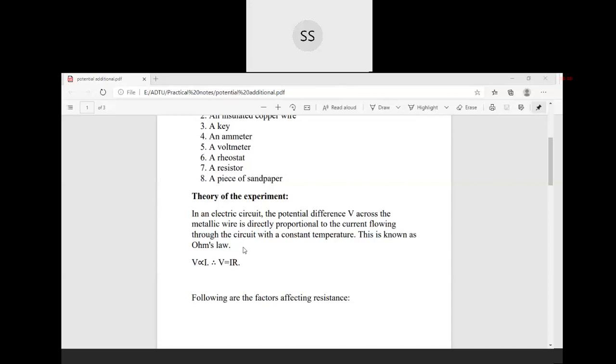The material has its own resistance also, and we can put resistance from outside. The rheostat is a variable resistor, so the resistance we apply from the outside is with the help of the rheostat. Ammeter will measure the current, voltmeter will measure the voltage or potential difference.